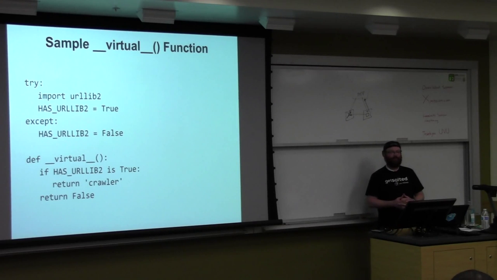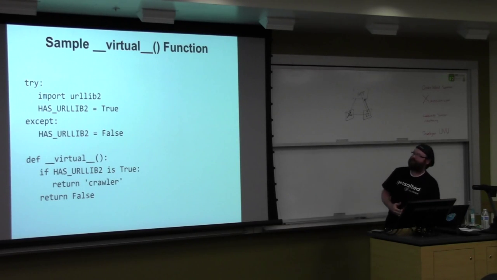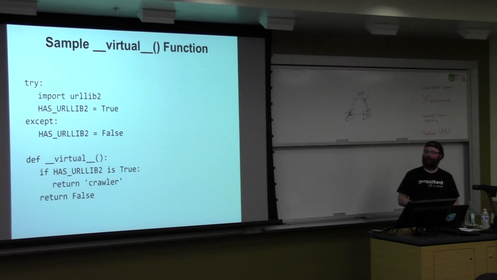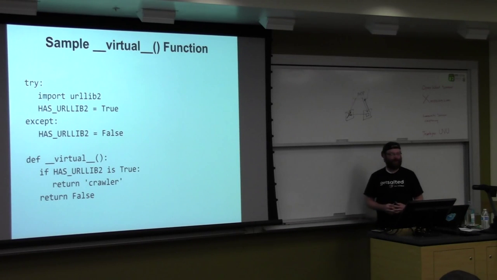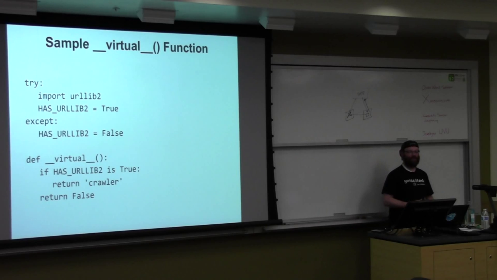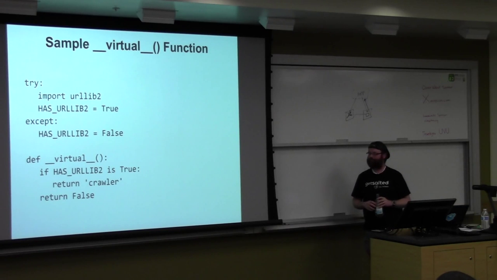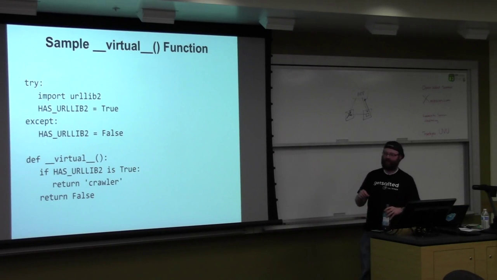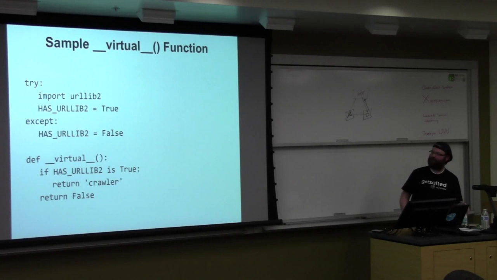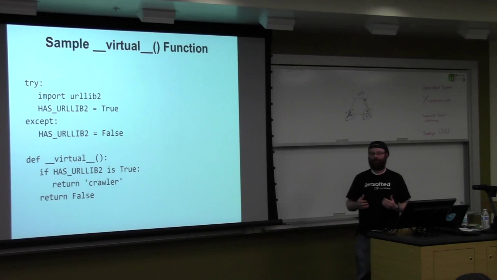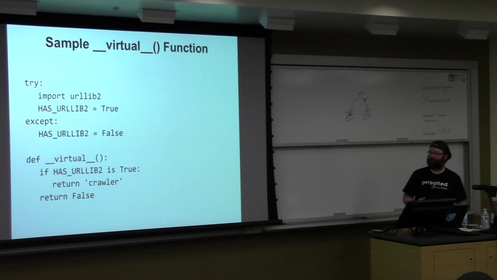So, a sample virtual function. You'll notice that this virtual function isn't just the virtual function. And you'll notice that I'm doing some late importing, kind of. And you'll notice this is a really bad time to use a virtual function, because guess what? Urllib2 is always going to be there, right? So I wouldn't really need to do this. If you have a virtual function that just returns the name, you probably don't need that unless the name of the file is different from the module name. If you don't put a virtual function in there, then the module will just identify itself as the name of the file. In this case, my file is called crawler.py, and it will identify itself as a module called crawler. Okay?